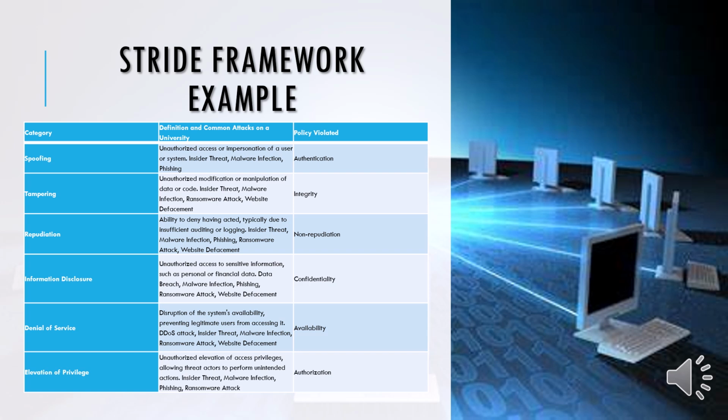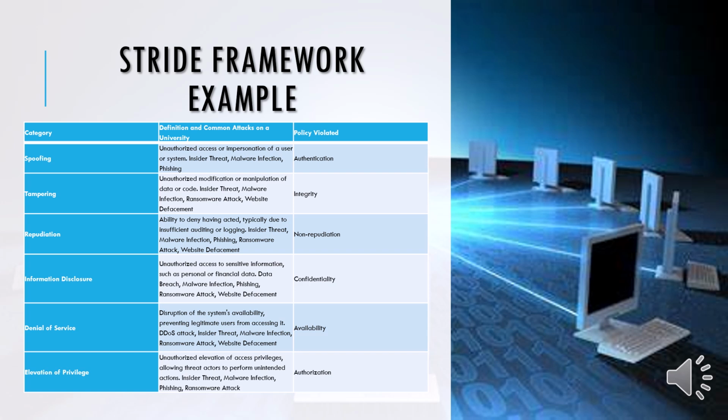Number 4, information disclosure refers to breaches that expose confidential, research, or financial records. Threats include data breaches, malware infections, phishing, ransomware attacks, and website defacement, which can lead to identity theft or reputational damage. Number 5, denial of service. Attackers overload systems, preventing legitimate users from accessing services. It can result from DDoS attacks, insider threats, malware infections, ransomware attacks, and website defacement, leading to major disruptions in university operations.